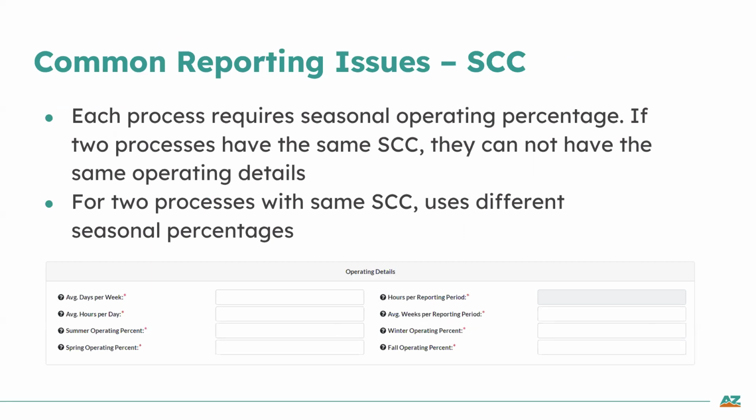CAERS will return an error if multiple processes belonging to the same unit have the same SCC and the same operating schedule. To address this error, the operating schedule must be slightly modified so the processes differ from each other. For example, give one process 25% for each season. For the second process, give 25% for each of 2 seasons and 24% and 26% for the remaining 2 seasons. This helps the CAERS system recognize the 2 processes are different.